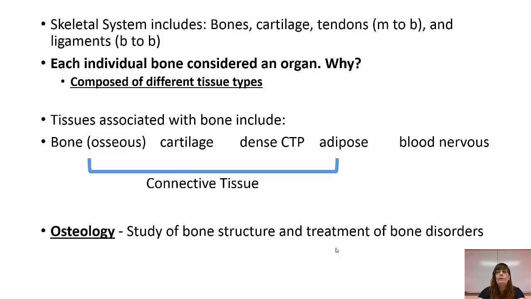The tissues that are associated with bone are osseous tissue, which of course is the bone itself, cartilage, dense connective tissue proper, adipose tissue, which all of those are connective tissue, and then nervous tissue and blood, of course. Osteology is the study of bone structure and the treatment of bone disorders. So anything that goes wrong with the bone, you're going to see. If you're studying this, you're an osteologist technically.